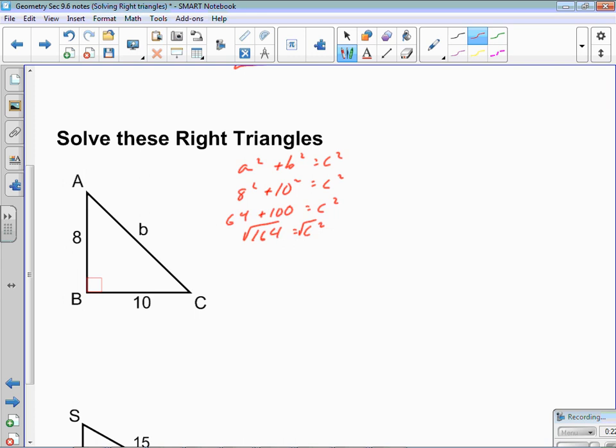Square root both sides. And we can break down that square root to the simplest form. So 2 and 82, 2 and 41. We can pull out a pair of 2's. So 2 square roots of 41 equals c, which is technically b here. Right?